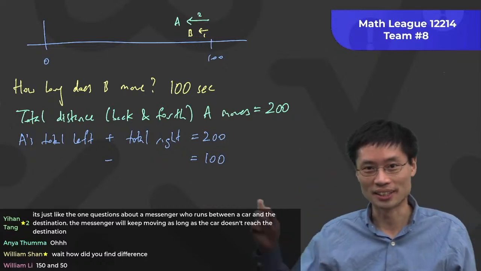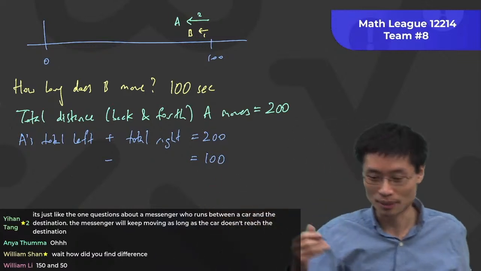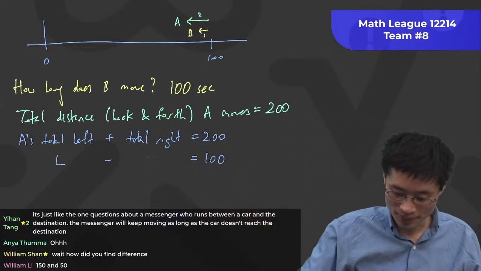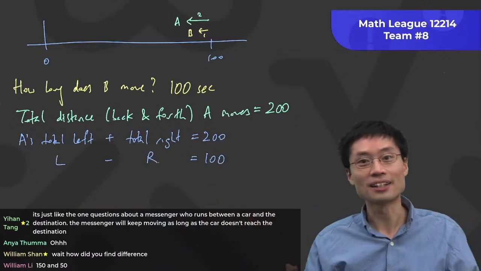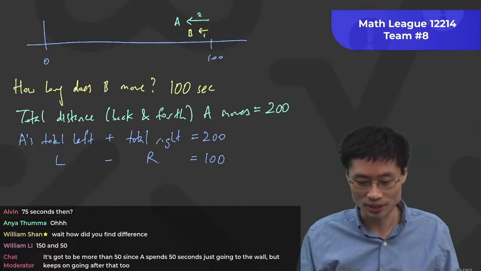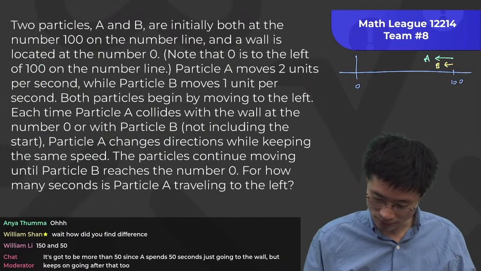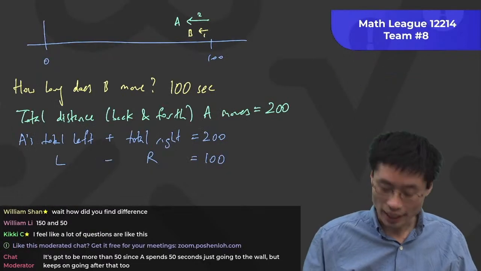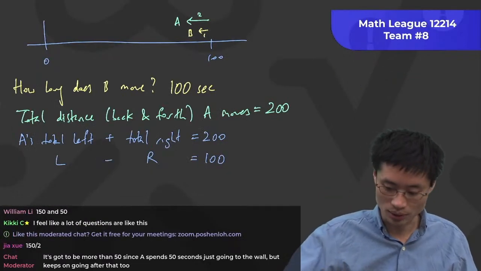There'll be a 1/3 in here, I think. So I have these two things. It's time for some variables. Let's call it L and R. Okay, so I have L plus R is 200, L minus R is 100. And my question is, what is L? How many seconds are going to the left? L is the distance, the total distance going to the left.